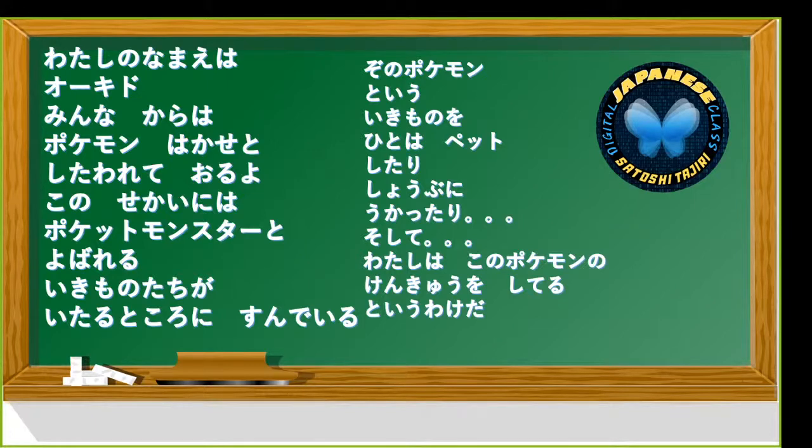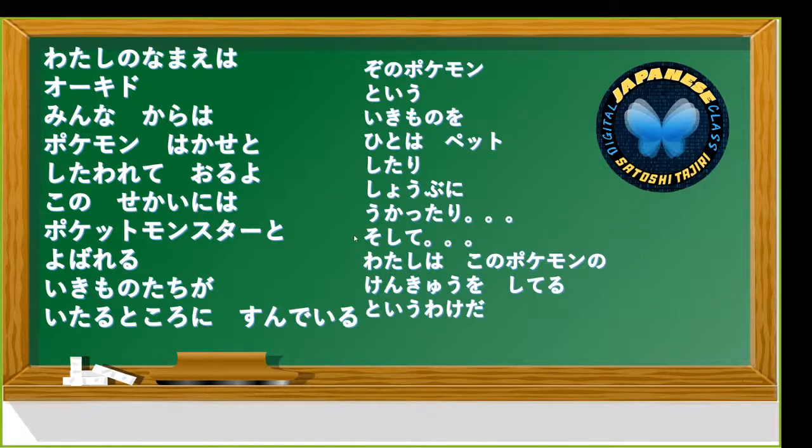Okay. So like we're seeing here that the Pokemon, they're called as Pokemon. We're saying here that there are living creatures that are kept as pets by people. And we have our word shobu. Shobu means battle or match. So we have shobu ni ukattari, to win in the battle. When we say ukattari, it means to win. So it becomes to win in the battle or to succeed in the battle.